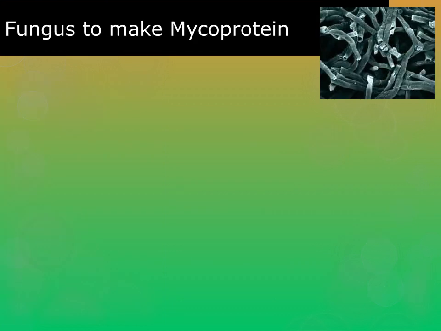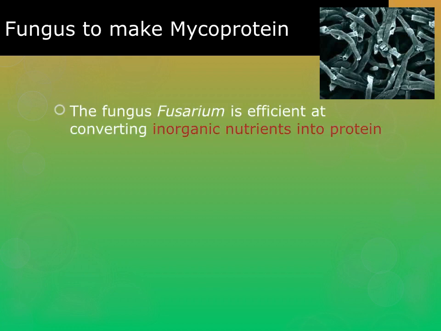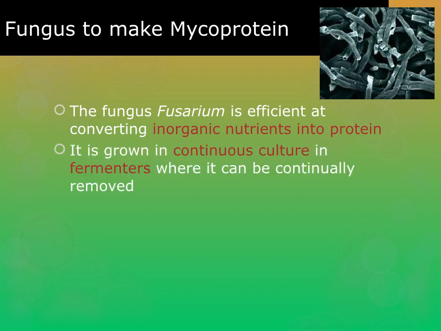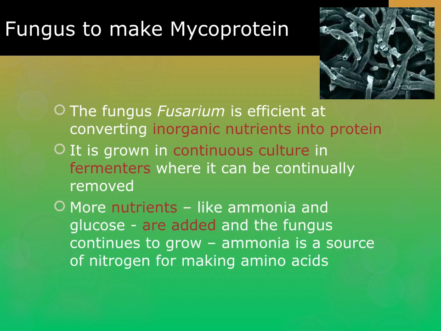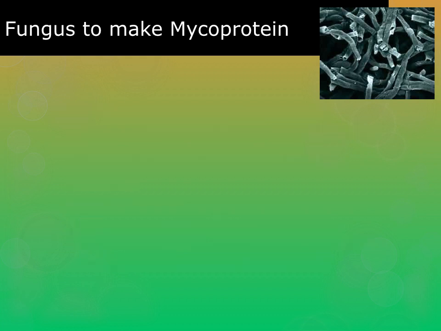So let's have a look at how fungus is used to make mycoprotein. There's a fungus called Fusarium, and it's efficient at converting inorganic nutrients into protein. It's grown in continuous culture in fermenters where it can be continuously removed. So more nutrients such as ammonia and glucose are added, and the fungus continues to grow. Ammonia is a source of nitrogen for making amino acids. The fermenter is kept at 30 degrees Celsius.